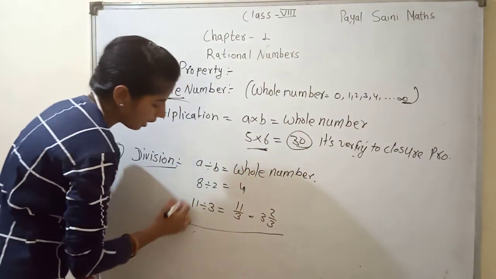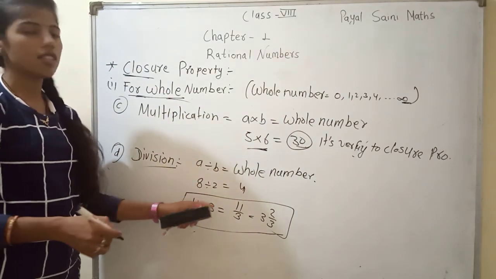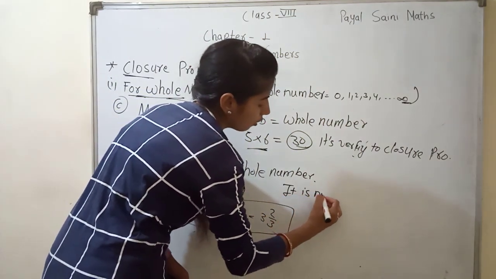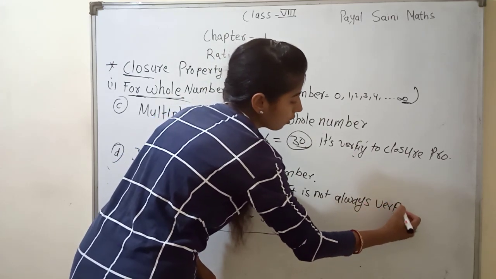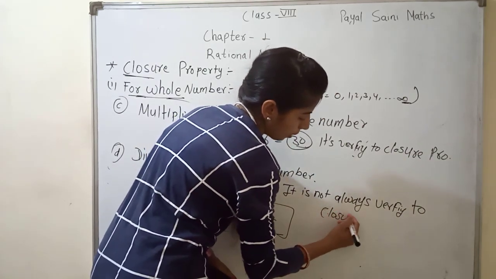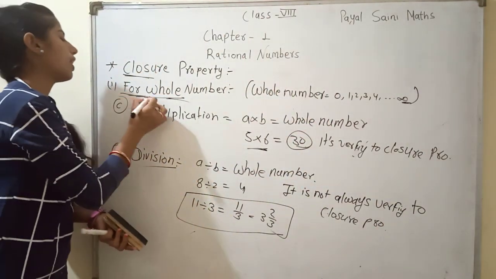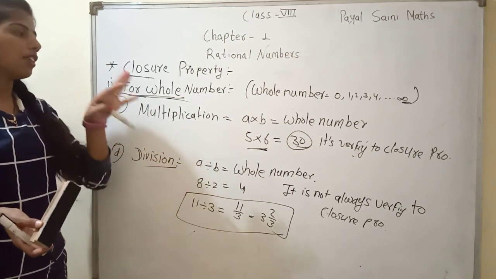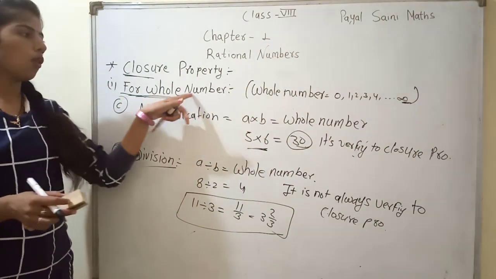So in this second example of division, it is not always verified to closure property. Then we write here it is not always verified to closure property. Why do we start from whole numbers? Because first is whole numbers, after that we learn about integers, and after that rational numbers for closure property. Now whole numbers are completed.